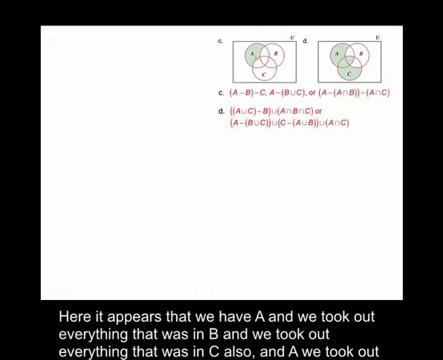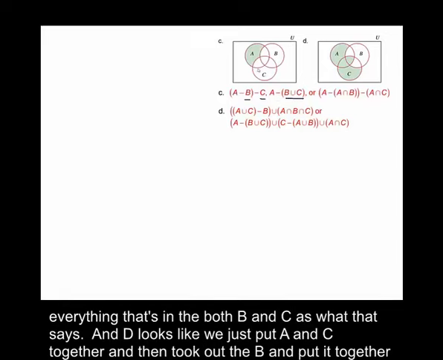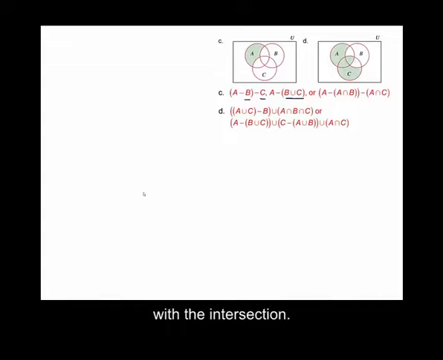Here it appears that we had A and we took out everything that was in B, and we took out everything that was in C also. And for this one, we took out of A everything that's in both B and C, is what that says. And D, looks like we just put A and C together and then took out the B and put it together with the intersection.